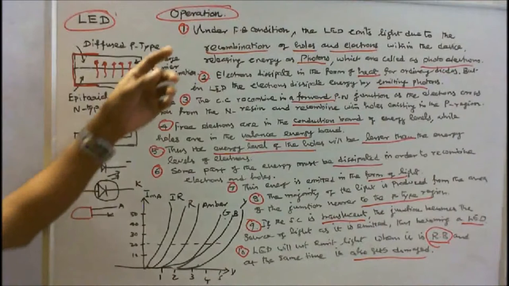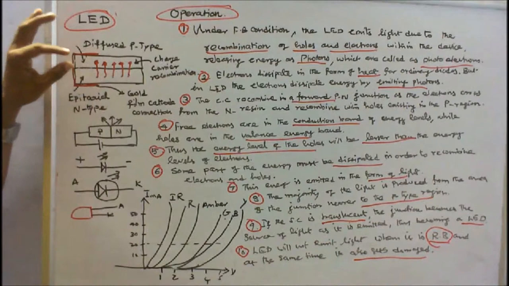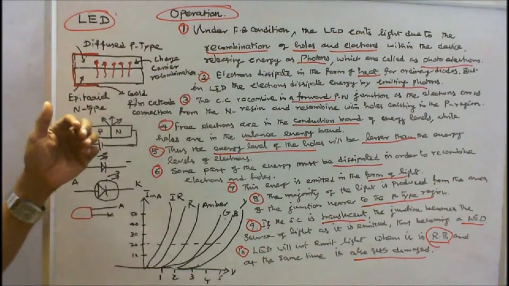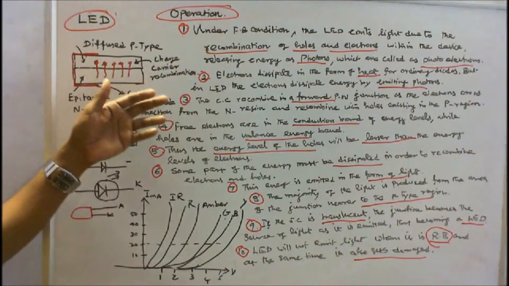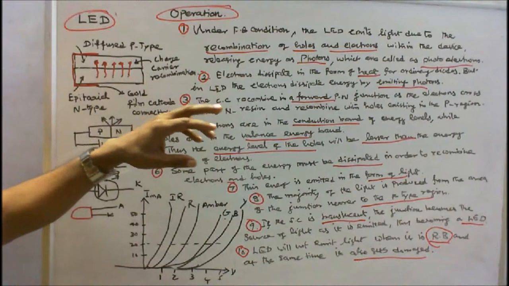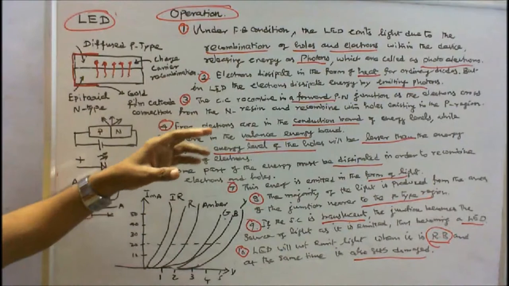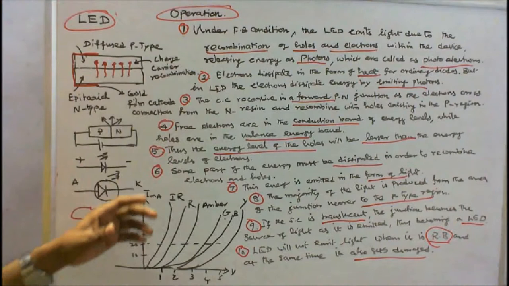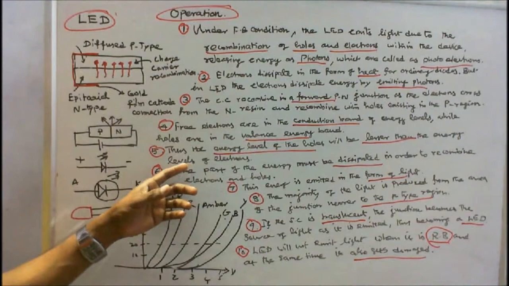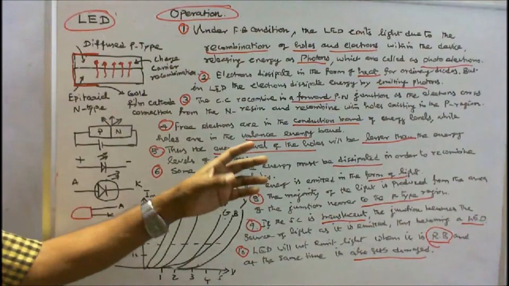Under forward bias condition, a light emitting diode emits light due to the recombination of holes and electrons within the device, releasing energy as photons. In ordinary diodes the energy dissipates in the form of heat, but in an LED, the electrons dissipate energy by emitting photons. The charge carriers recombine in a forward biased PN junction as the electrons cross from the N region and recombine with the holes existing in the p region. Free electrons are in the conduction band of energy levels, while holes are in the valence energy band. Thus, the energy level of the holes is lower than the energy level of the electrons. Some part of the energy must be dissipated in order to recombine electrons and holes. This energy is emitted in the form of light.